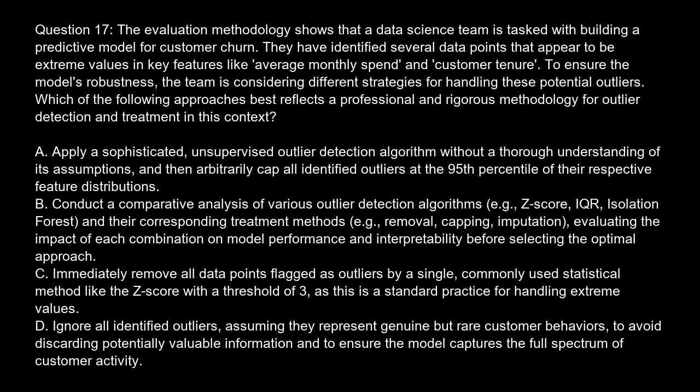Question 17. The evaluation methodology shows that a data science team is tasked with building a predictive model for customer churn. They have identified several data points that appear to be extreme values in key features like average monthly spend and customer tenure. To ensure the model's robustness, the team is considering different strategies for handling these potential outliers. Which of the following approaches best reflects a professional and rigorous methodology for outlier detection and treatment in this context?